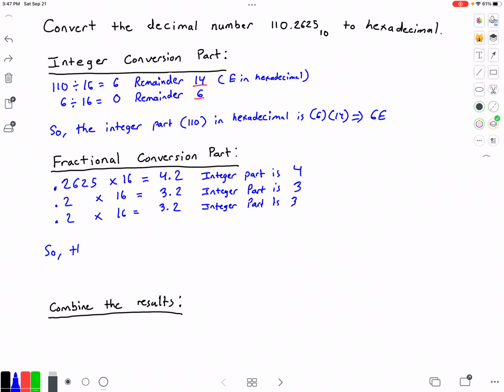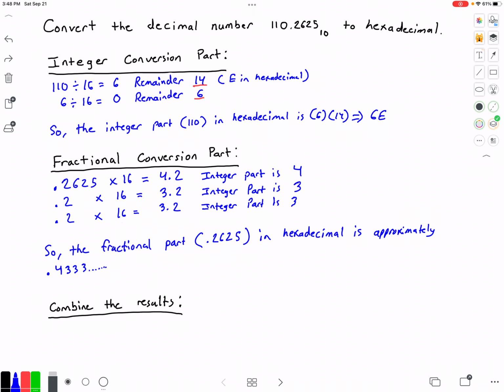So the fractional part, which in this case is 0.2625 in hexadecimal, is approximately, I'm going to come down here, 0.4333, going off to infinity, repeating, right?